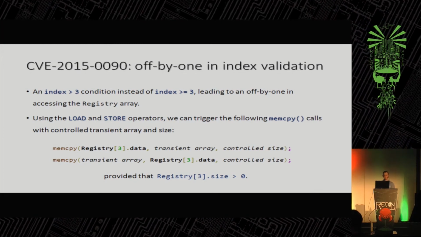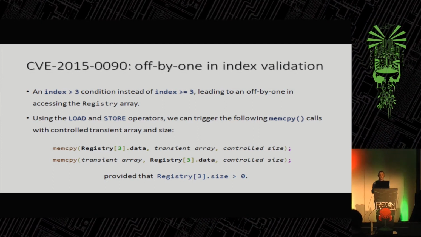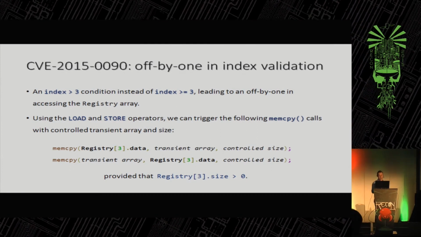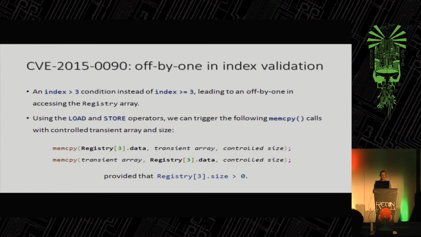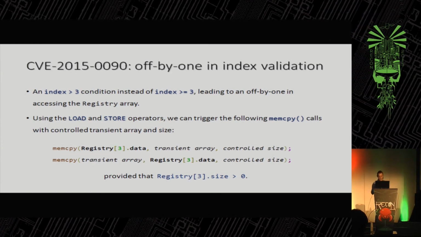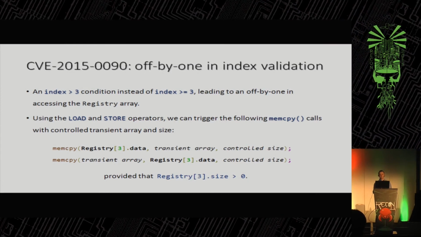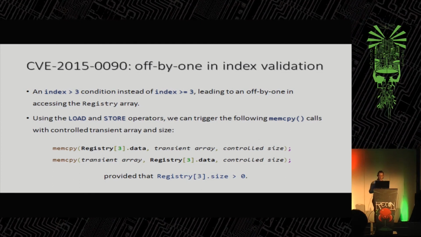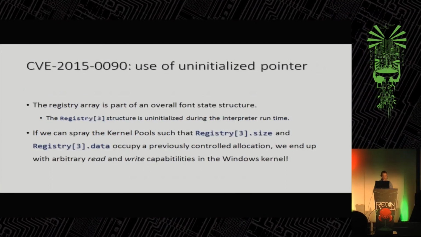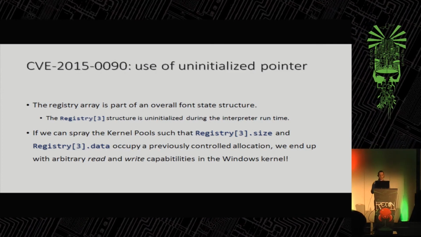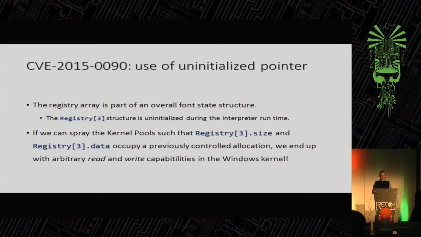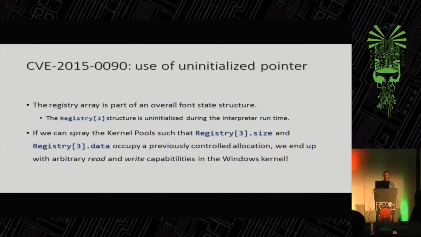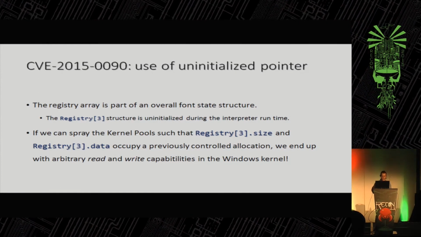As a result, using the load and store operators, we can actually trigger the following memcopy calls with controlled transient array and size. So we can either copy into the pointer that is specified by the 3rd entry in the registry array, or we can read from it. Of course, provided that the size of registry item 3 is larger than 0, and we have to remember that the variable is of type signed. The registry array is part of the overall, very large font state structure. And what is very convenient for us is that it is uninitialized during the interpreter runtime, so it holds whatever values were there when the structure was allocated.